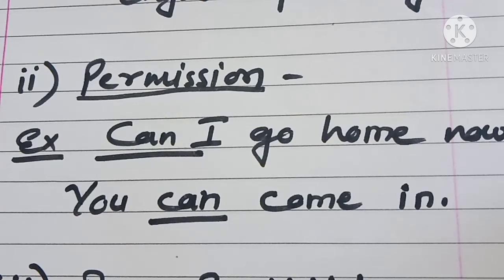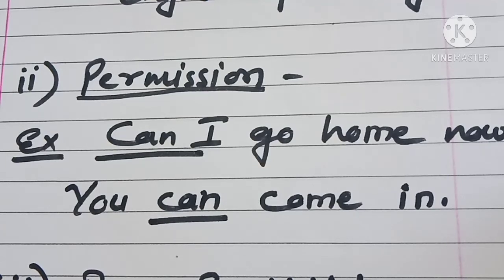For example, can I go home now? So you are asking for permission. Another sentence is, you can come in. Here the person is granting or giving permission to the other person to come in. So here we see that can also be used to express permission.